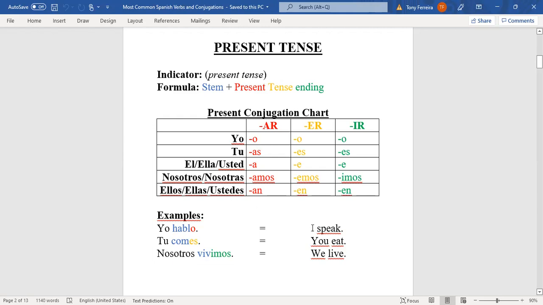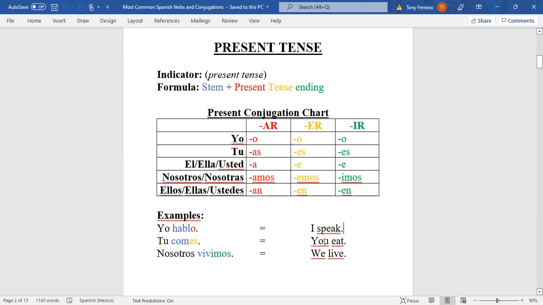I have some examples for you here at the bottom. I speak. To speak in Spanish is hablar. I'm going to remove the AR and I'll add the proper ending. Since I in Spanish is yo and hablar is an AR verb, I'll add the O. For hablar, the other forms I could have are hablo, hablas, habla, hablamos, and hablan.